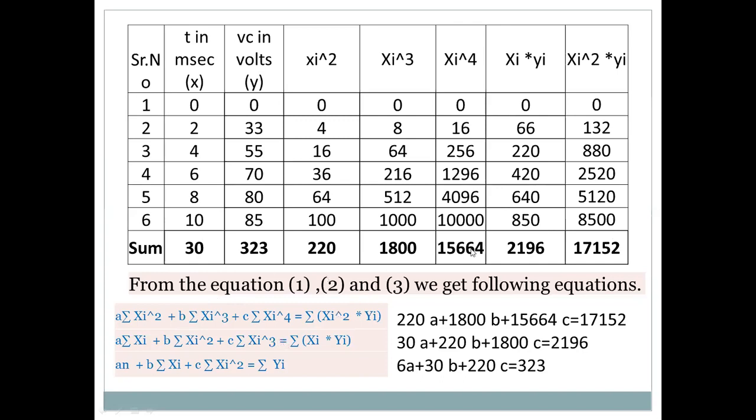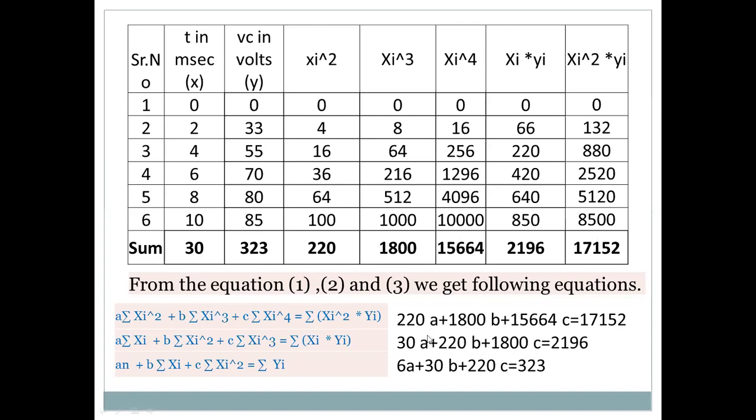So putting these values in the normal equations, that is a sum of xi square, sum of xi is 220, sum of xi square is 220, b sum of xi cube, sum of xi cube is 1800, so 1800b, the c sum of xi raised to 4, that is 15,664, and equal to sum of xi square yi, which is 70,152. So in this way, all the three equations are written by using these sum values. So these three equations are nothing but the simultaneous equations.